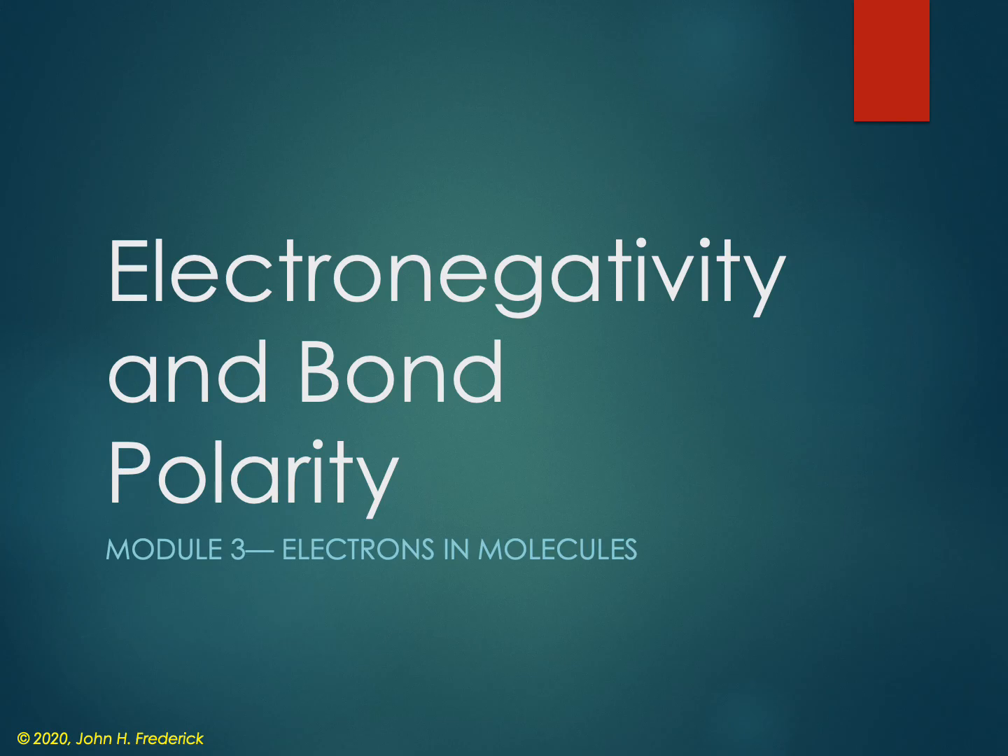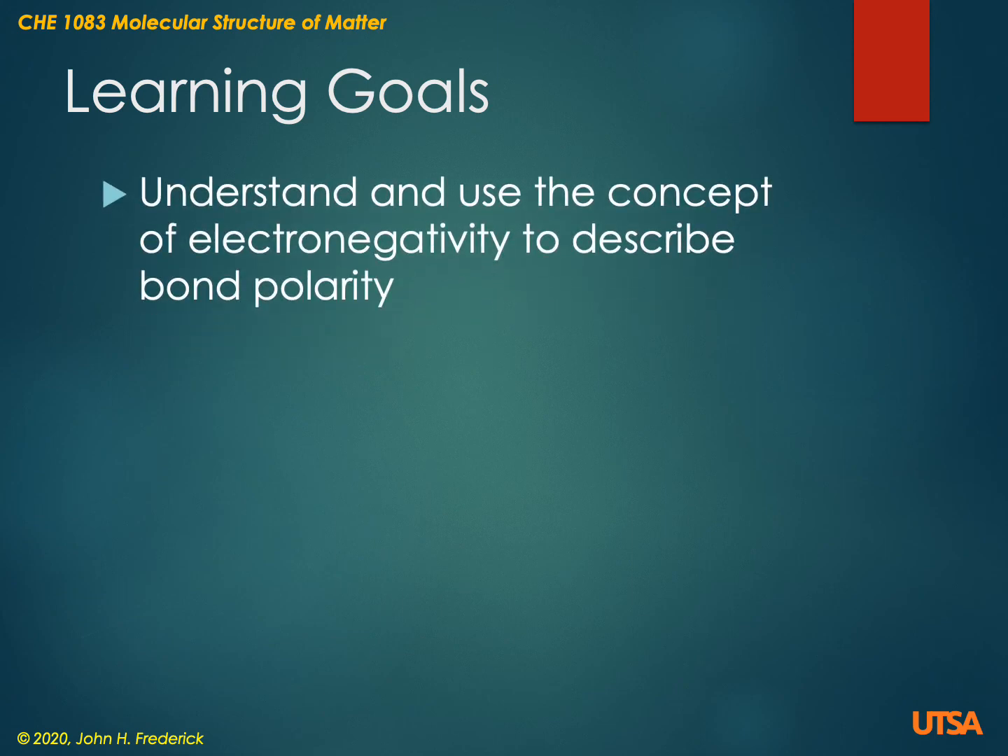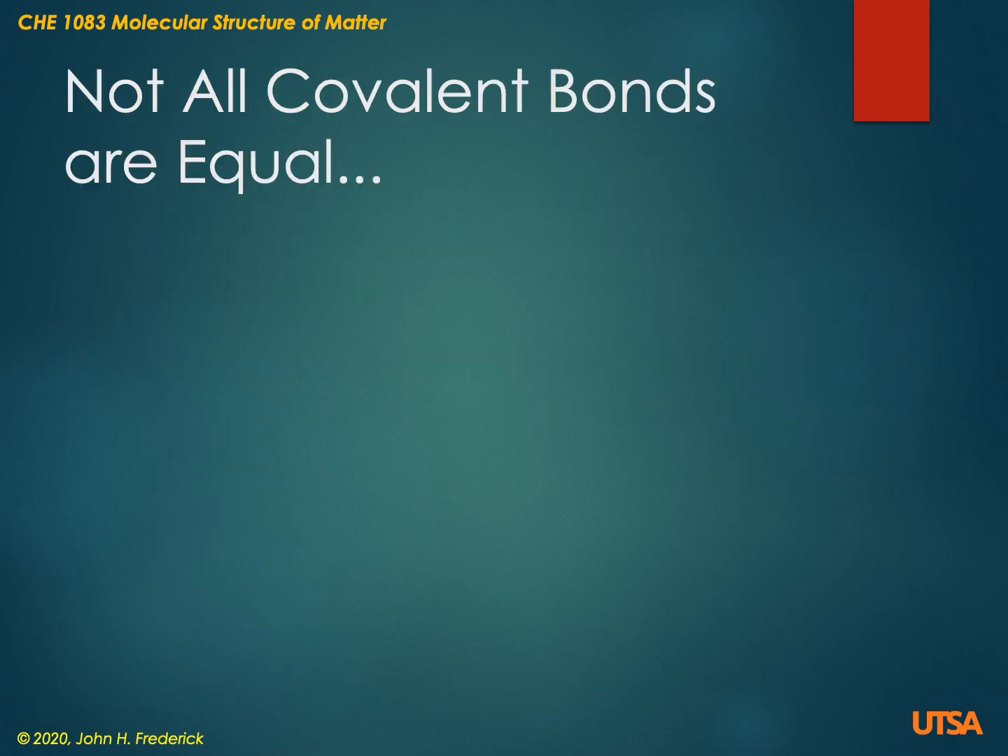We're going to start off by talking about electronegativity and bond polarity. Our learning goals for this will be to understand the concept of electronegativity and how it's used to describe bond polarity. And we're going to use the Pauling scale to actually quantify the degree of polarity in different bonds and be able to predict what kinds of bonds are formed between two elements.